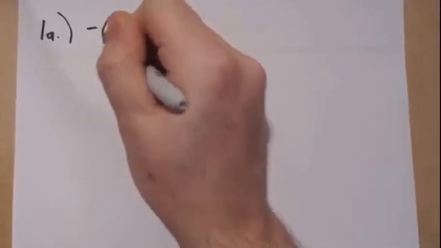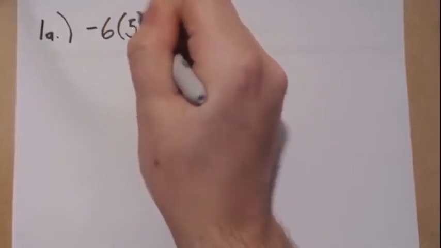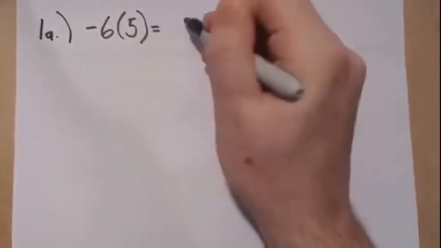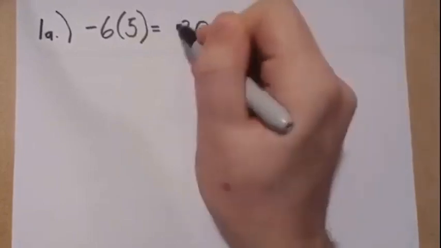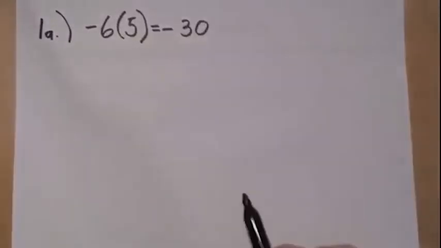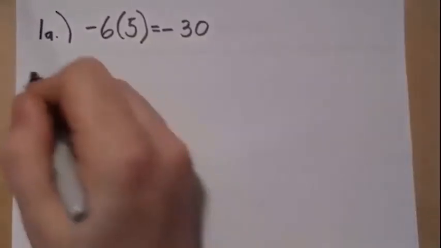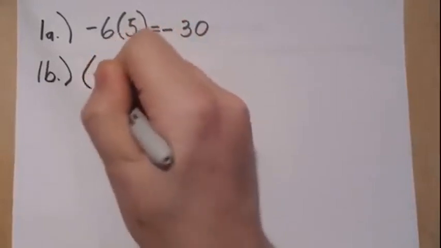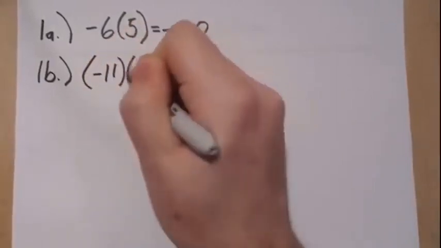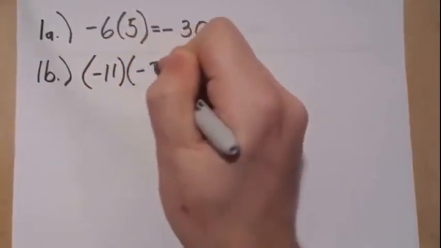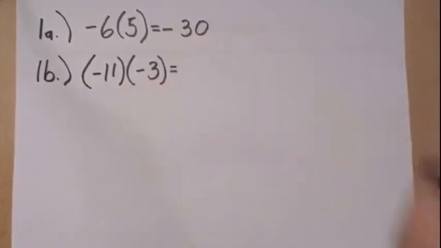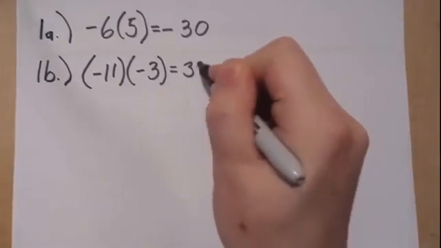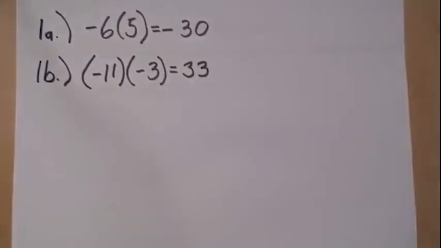In 1a, we have negative 6 times 5. 6 times 5 is 30. Negative times positive is negative. So negative 30. In 1b, we have negative 11 times negative 3. Negative times negative is positive. 11 times 3 is 33.